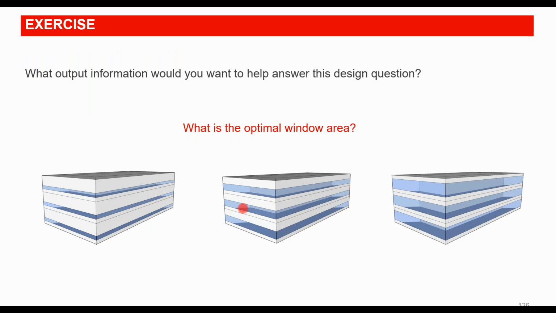So back to the more theoretical, just put that out there, and then we'll jump off for a quick break here. But what's the optimal window area? If someone was to ask you what's the optimal window area, what sort of information would you need to know in order to answer that question? Right, so what sort of information would you get out of the model to help you answer?